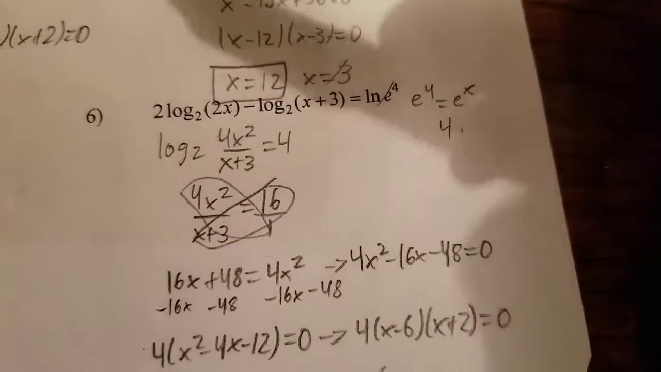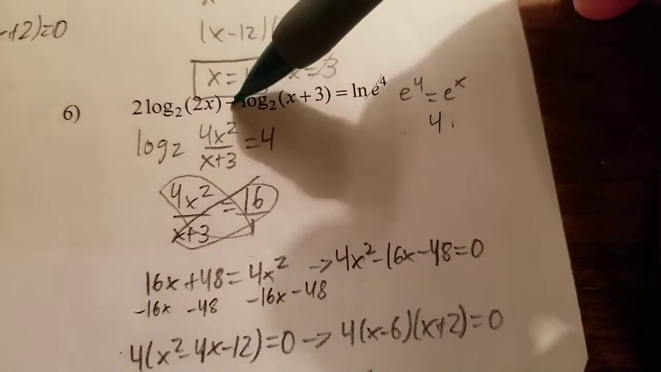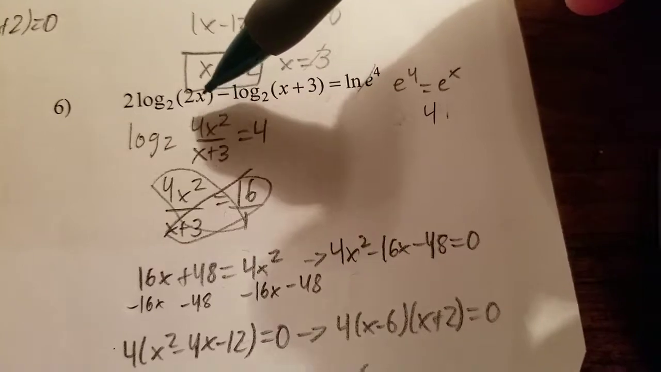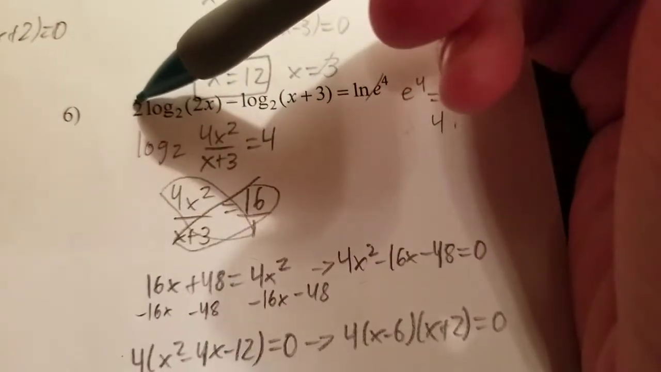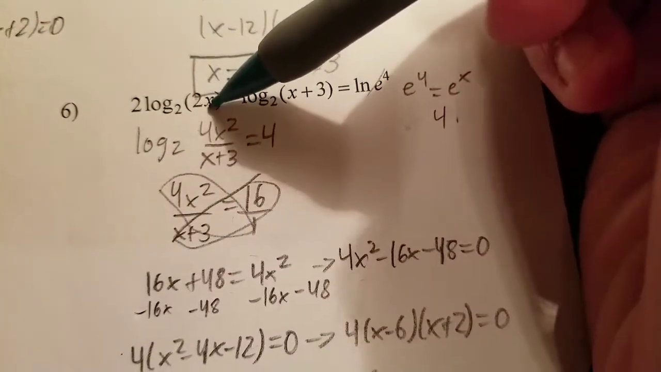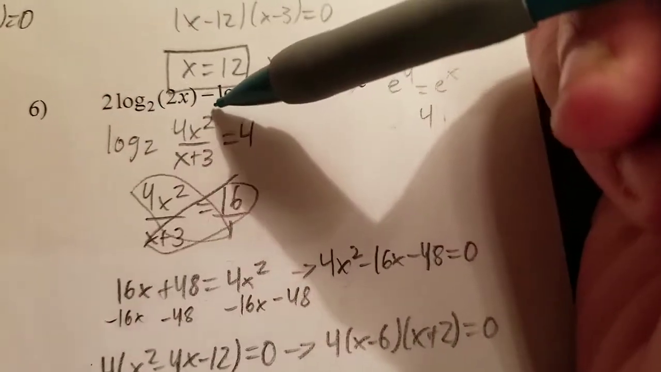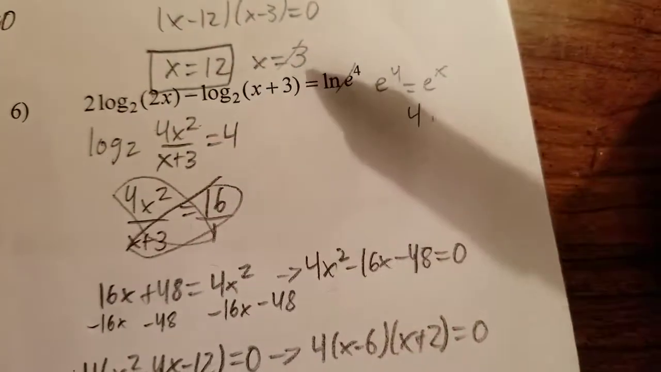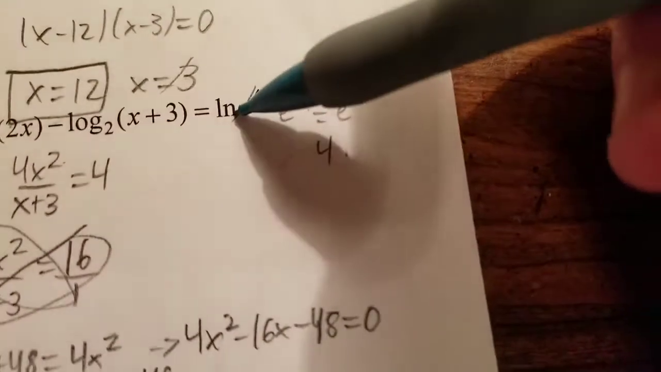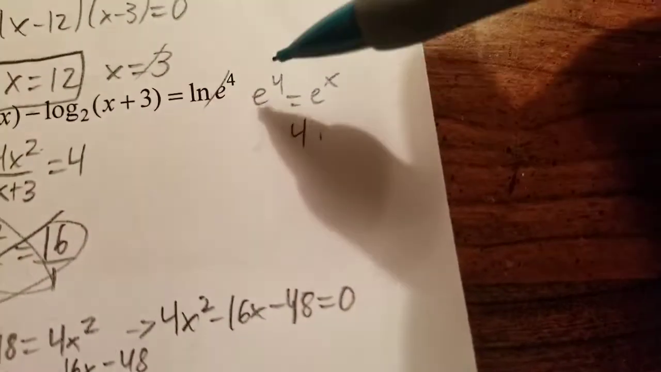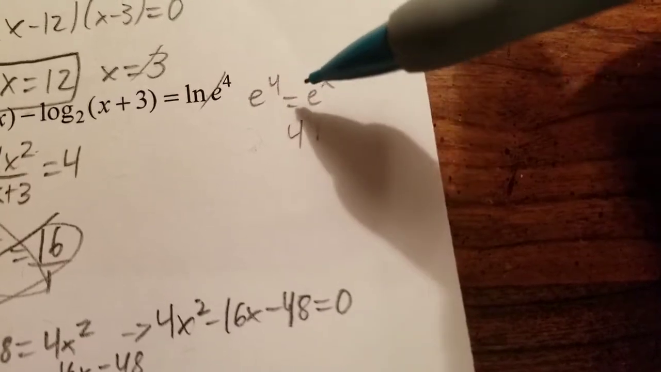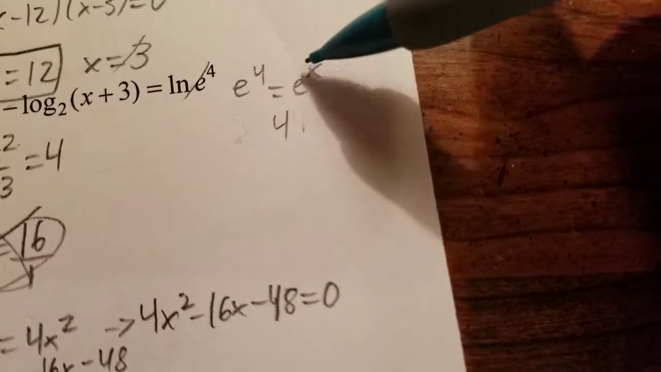Then this one, same thing, negative, so we divide, except this 2 out here. Have to square that, so you get 4x squared. And then, so log base 2, 4x squared over x plus 3 equals 4. Because this over here, this is also just a number. It's saying e to the 4 equals e to the x. What's x? It's just 4.